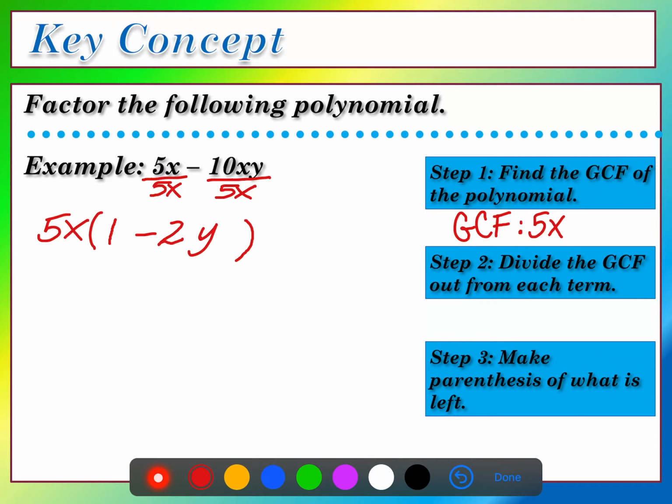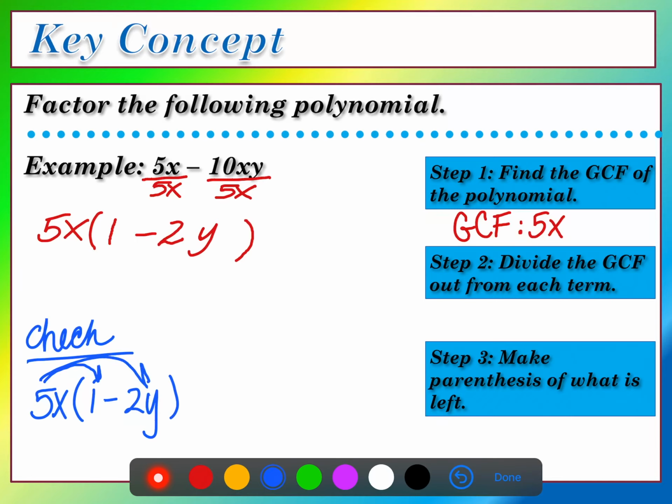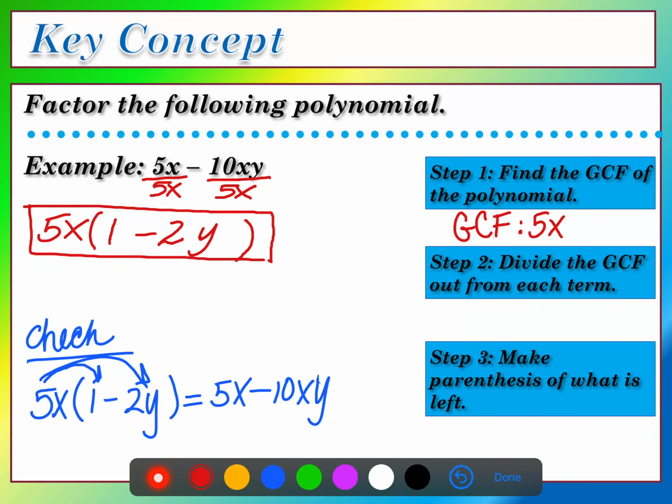Now how could you possibly check to make sure that you factored this correctly? Use distribution to see if you get back to your original problem. So if this is truly my GCF and I distribute it back in and multiply, I should get back to my original problem. Okay, so this is my final answer. I have factored that expression using GCF. And that's what we want it to look like.